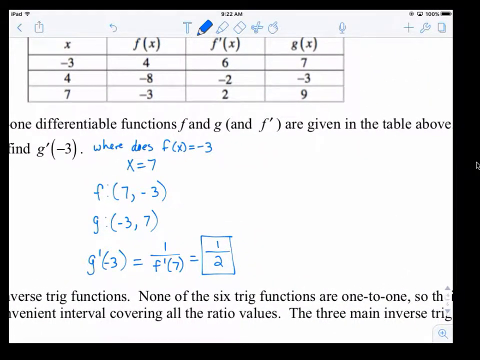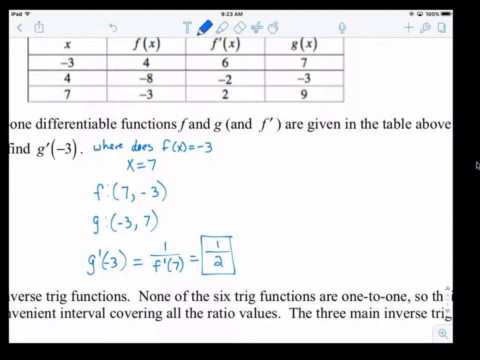So do you get how we use these two? Yeah. Right? So since f and g are inverses, the corresponding point that goes with negative 3 is positive 7, right? So if I know that f prime of 7 is 2, the slope is just going to be the reciprocal of that.